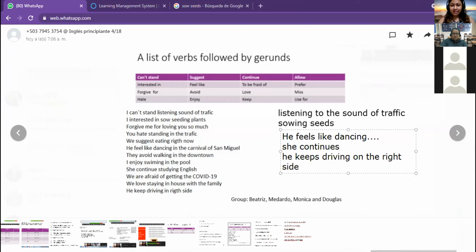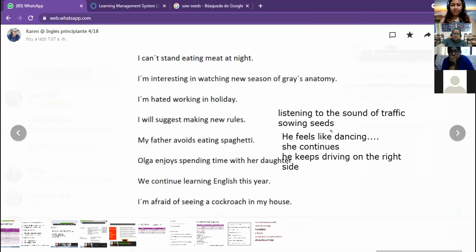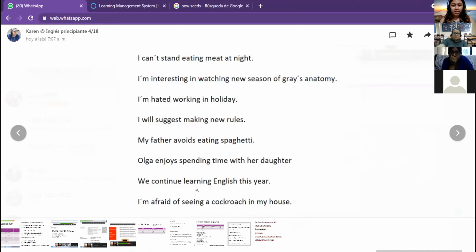All right. Now, let's see. What about the next group? Let's see, the next group. All right, so here we go. Help me read your examples, guys. Whoever was in the group. Okay. Olga, go ahead.